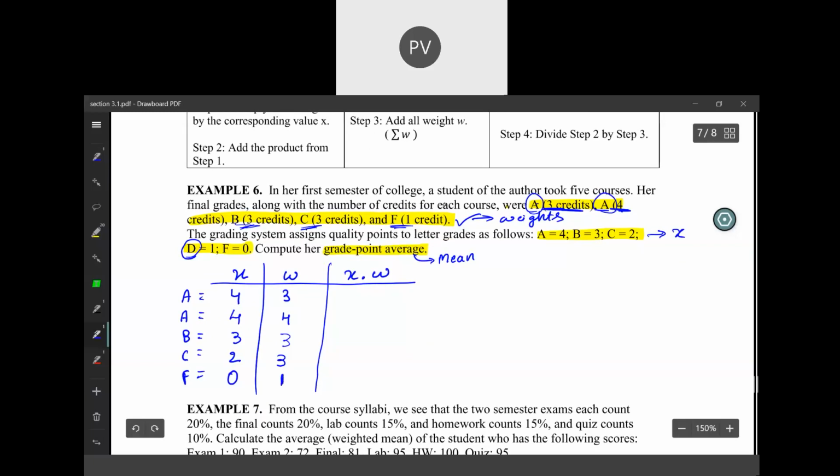Now multiply these two. 4 times 4 is 16, 3 times 3 is 9, 2 times 3 is 6, and 0 times 1 is 0.